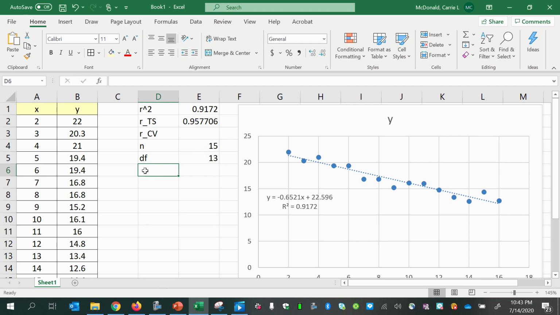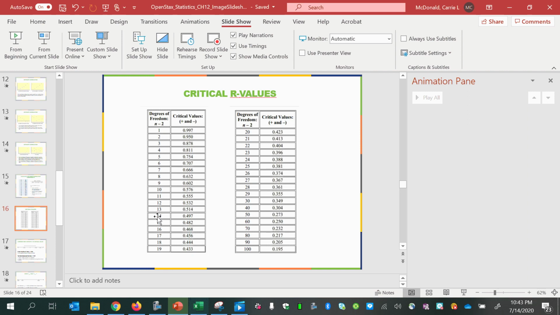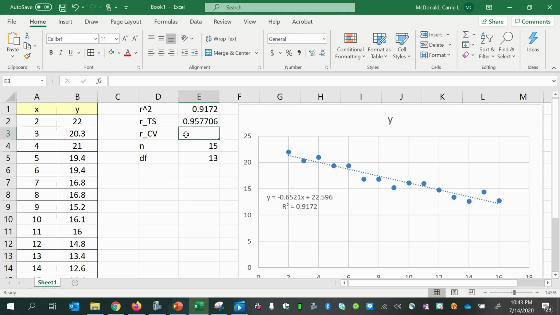And so we'll look in the table with 13 degrees of freedom, and we have an R value of 0.514. Okay, because our test statistic is closer to +1 than the critical value, we would say there is significant linear correlation.